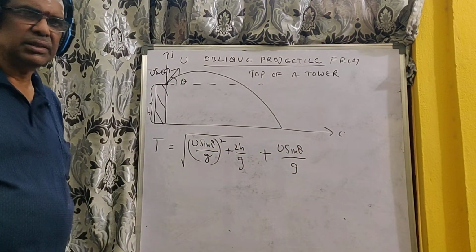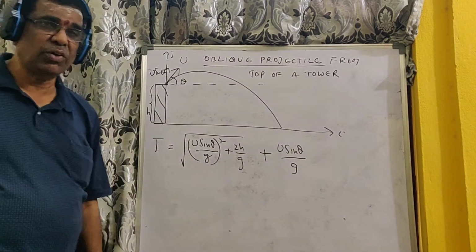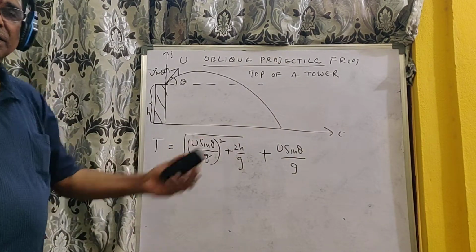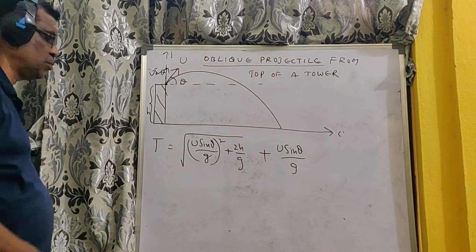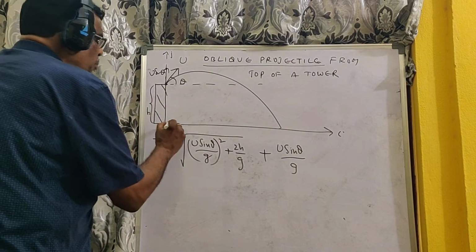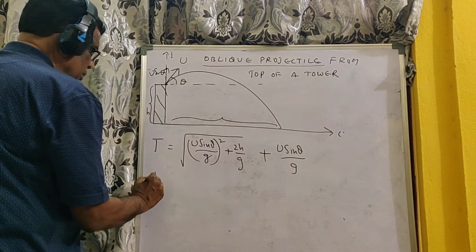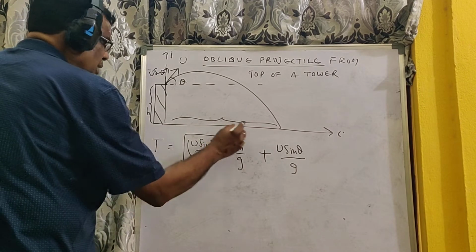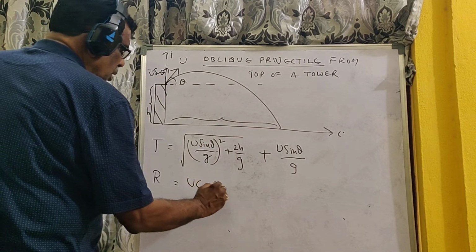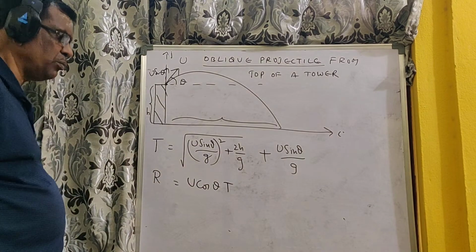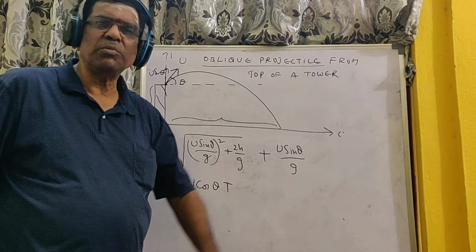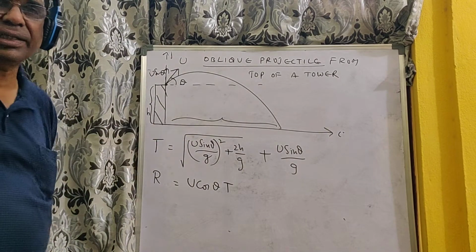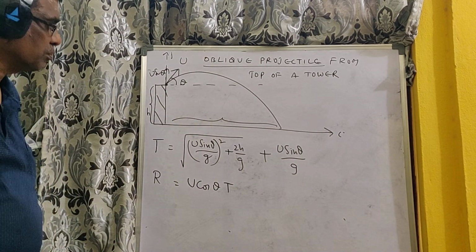This is important. I told you, even in two-dimensional flow, you can still use your universal expression for time of flight. Suppose I want to get the range. The range is equal to u cos theta into t, and this t you have to keep here. Now it becomes a very, very complicated expression. Remember.